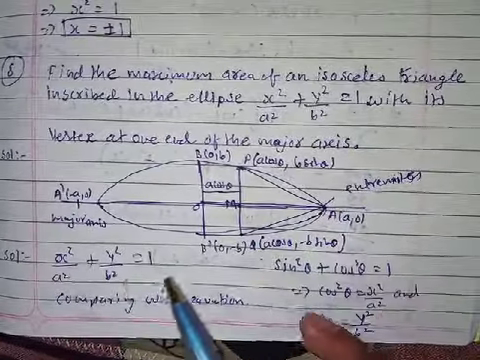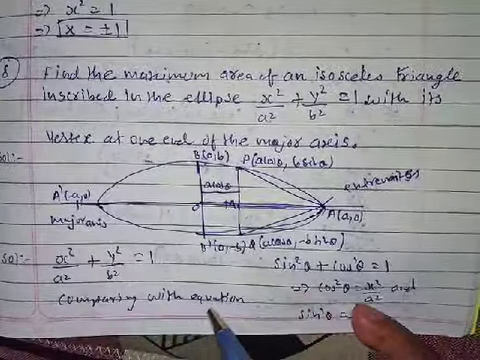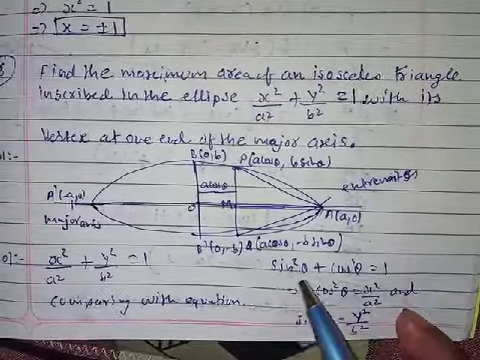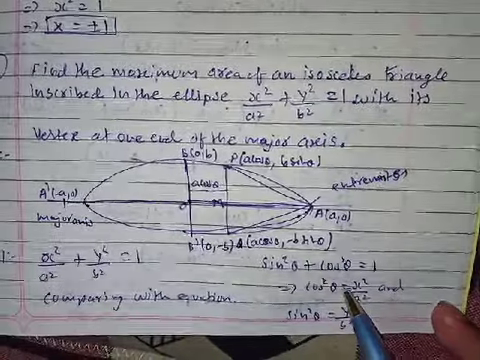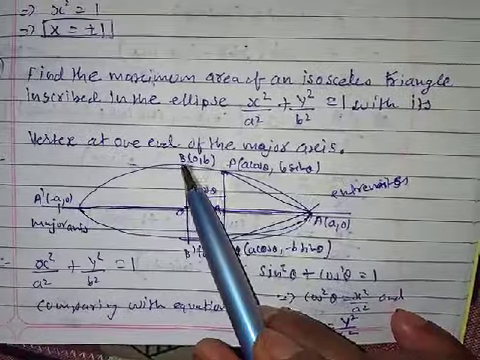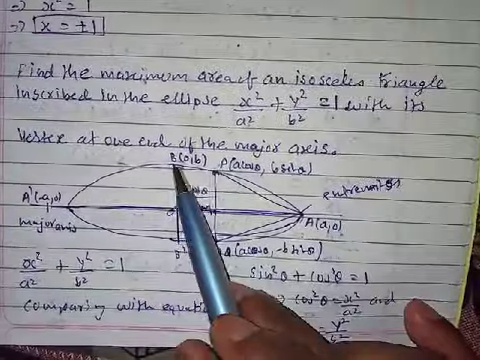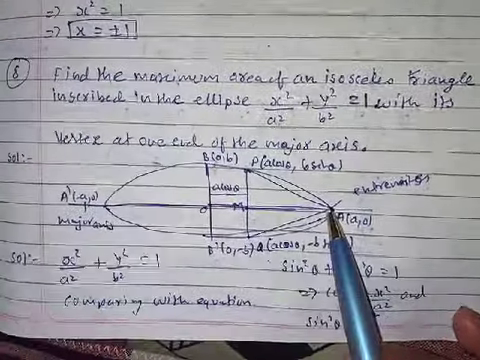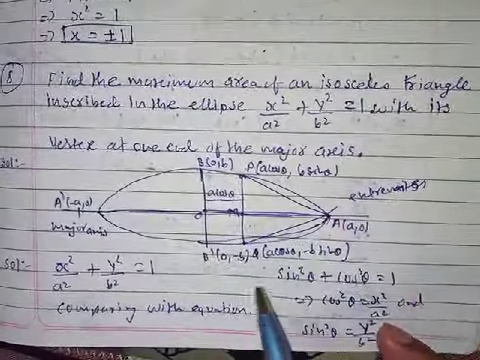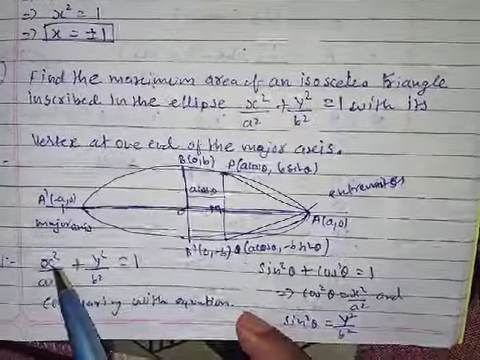So x square upon a square plus y square upon b square is equal to 1. Comparing with the equation sin square plus cos square is equal to 1, we get cos square is equal to x square upon a square. Why do I take cos square only for x? Because cos is on the x axis and sine is on the y axis. Sine is always in the y axis and cos is always in the x axis, is it? So comparing this, this is the x axis, so cos square, therefore we take it.